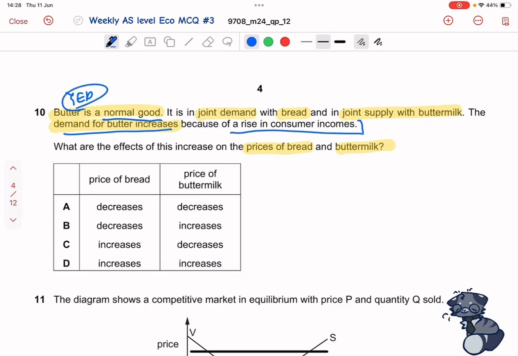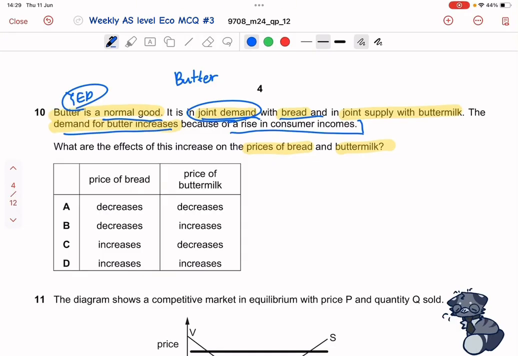Now it says that butter, right? Butter is the main character. Let's write that up here. Butter is in joint demand with bread. Joint demand means that if the demand for butter increases, then the demand for bread will also increase, because the demand increases together for them. That's why it's joint, they increase together.